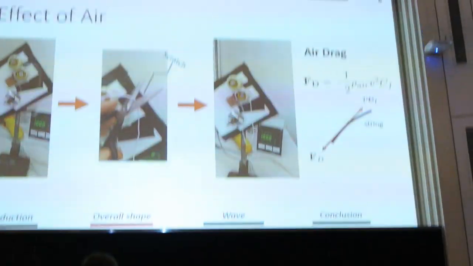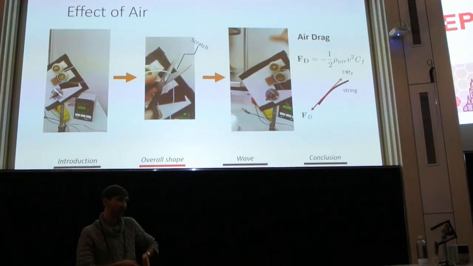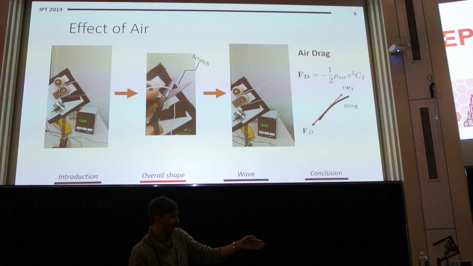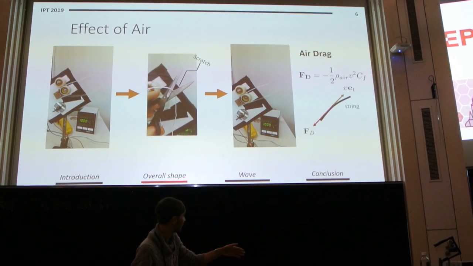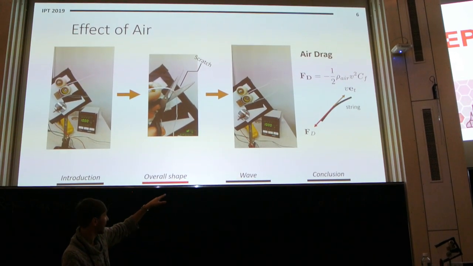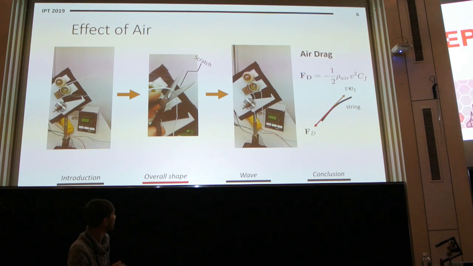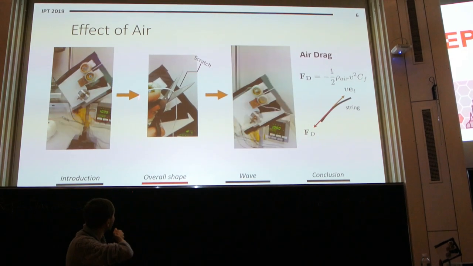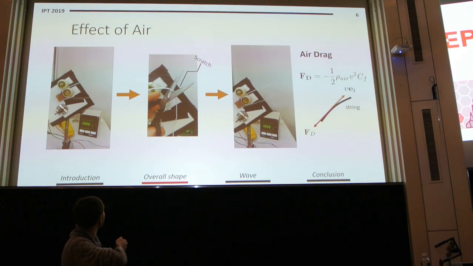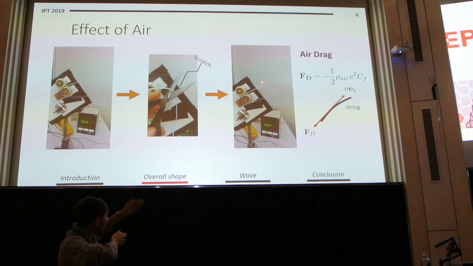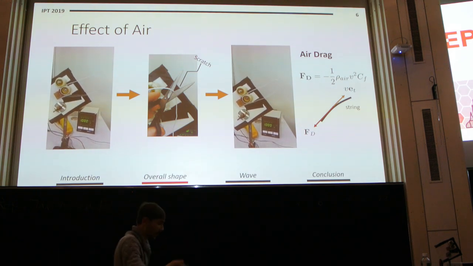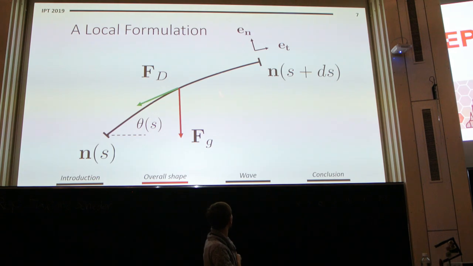So first of all, let's see the overall shape. We have tested our system in a vacuum bell and, well, there was no result. The system doesn't work, the string folds directly. So that's why we introduce an air drag following this equation. And indeed, if we scratch the surface of our string, we see that there is an effect and that the air drag increases.